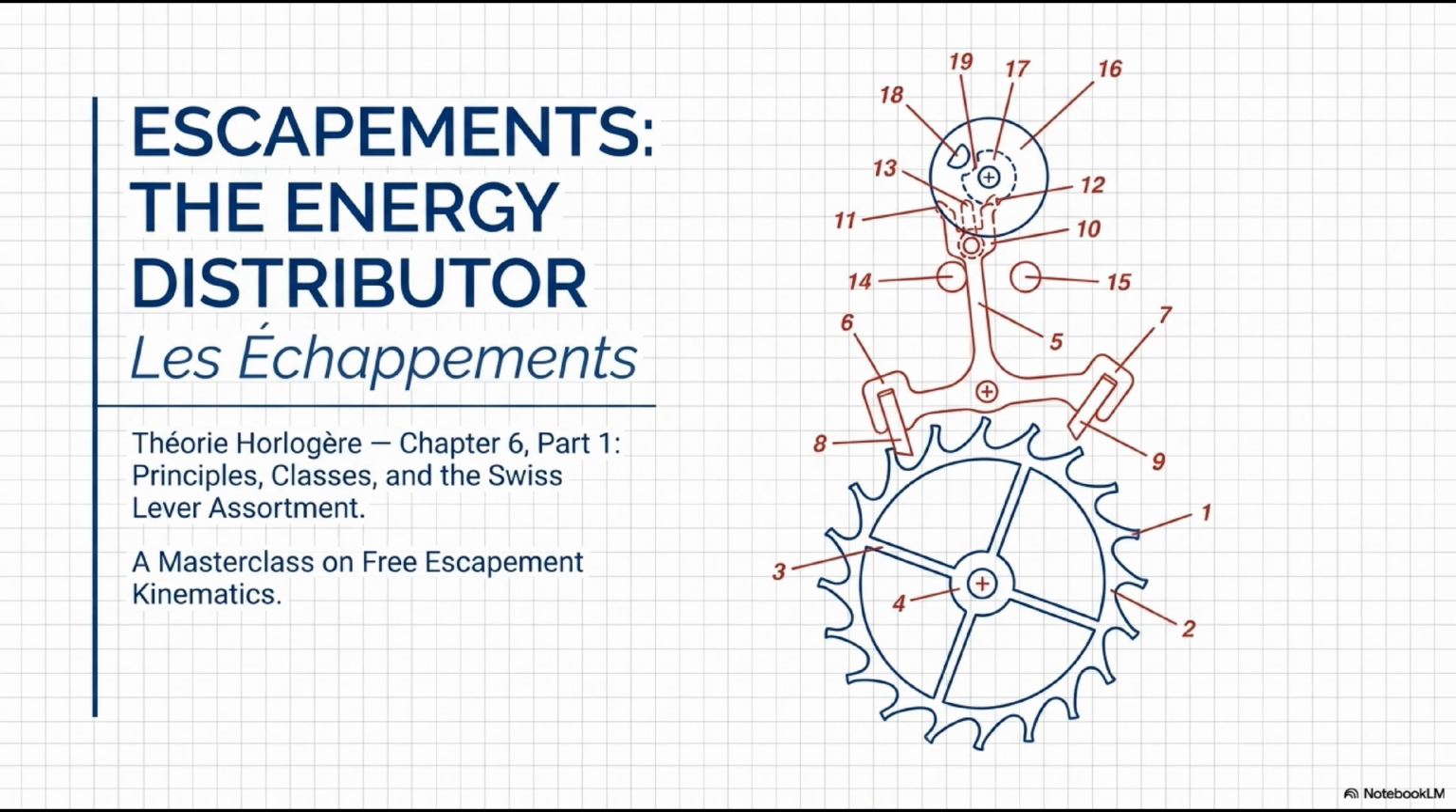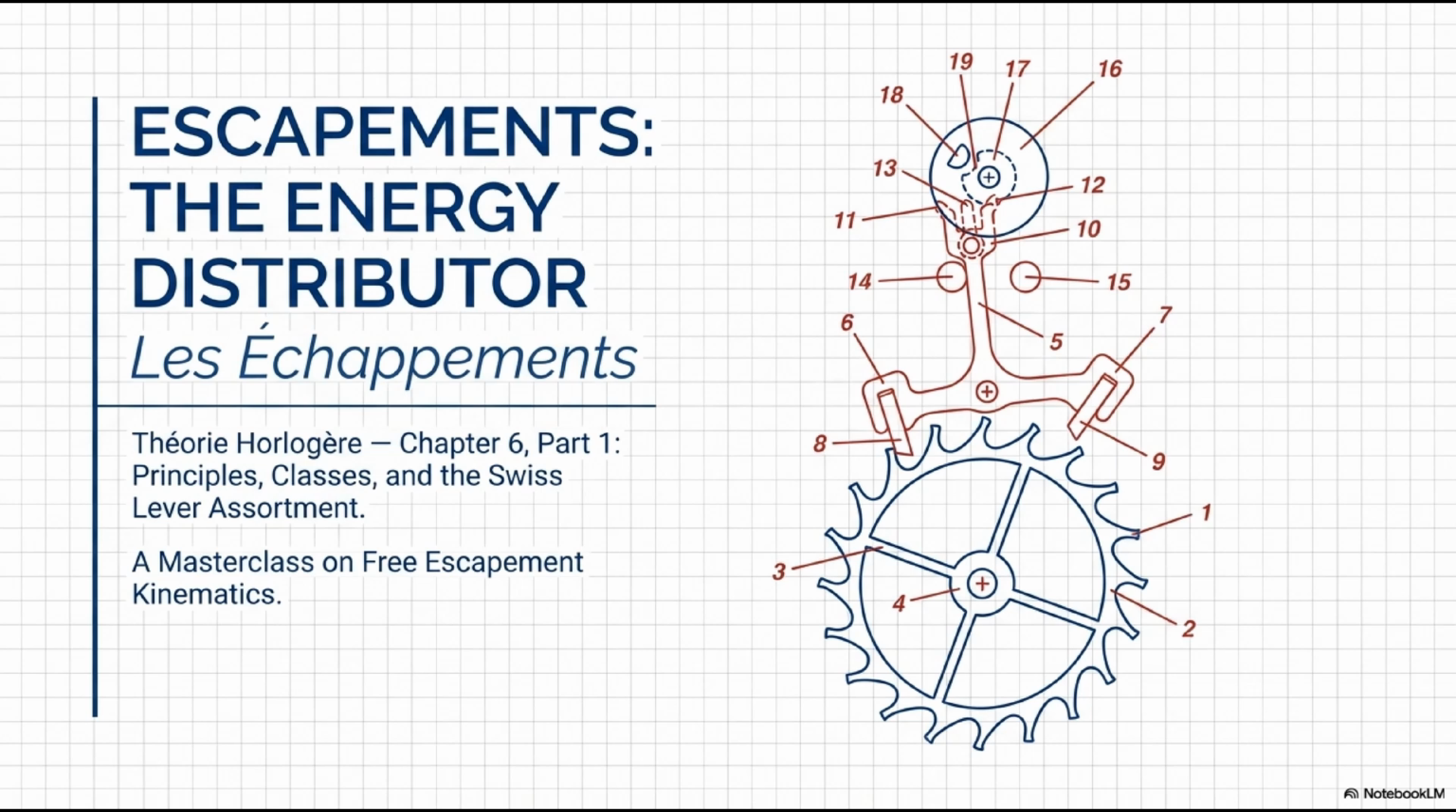Section 6.5 analyzes the mixed layout geometry that makes the Swiss lever work. Section 6.6 quantifies power and efficiency at the escape wheel. And Section 6.7 presents the full taxonomy of alternative escapement architectures. This is the longest and most technically demanding chapter in the curriculum. Work through it carefully, take notes on the diagrams, and don't hesitate to rewatch any section.